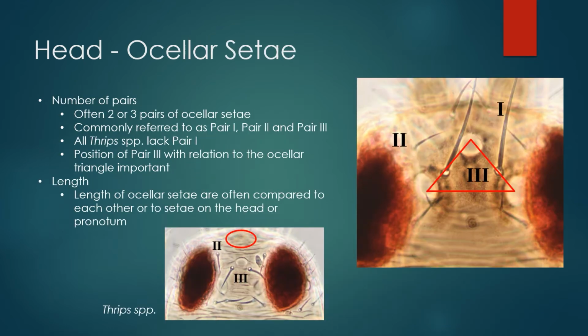Situated around the ocelli and between the compound eyes are several pairs of ocellar setae, or hair-like structures. The number and position of these pairs of setae are diagnostic. Commonly, there are 3 pairs of ocellar setae, called pair 1, pair 2, and pair 3. But some species have more. All species of thrips in the genus Thrips lack pair 1. The position of pair 3 in relation to the ocellar triangle is important, as well as the length of the setae in comparison to the sides of the ocellar triangle.